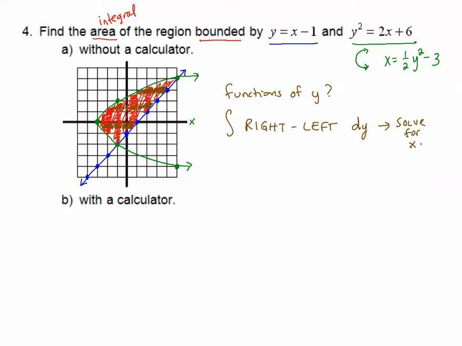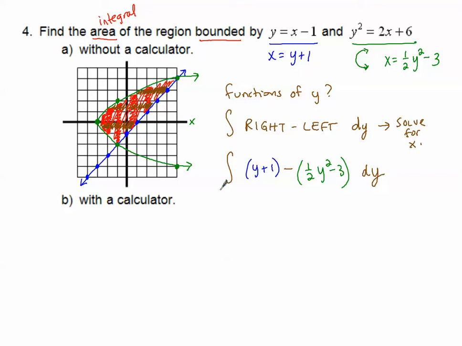Now let's do that with the line. X by itself makes y plus 1. So I'm going to write the integral. The function on the right is the linear one, y plus 1, minus the function on the left, the parabola or the quadratic, 1/2 y squared minus 3. I have to write that it's with respect to y, but that doesn't really change how I integrate. It's just a different letter.